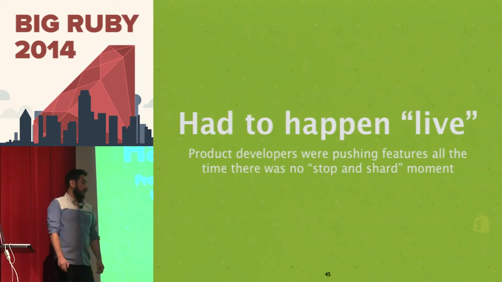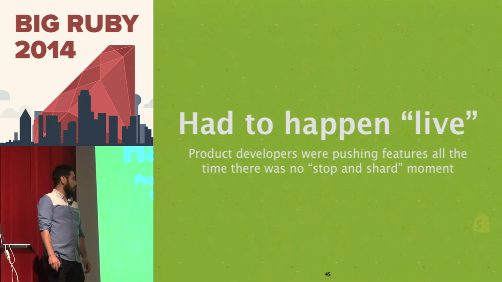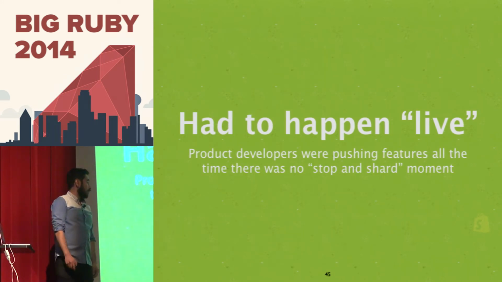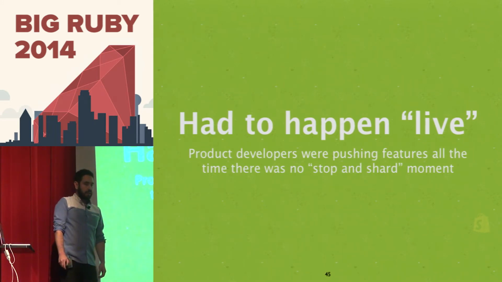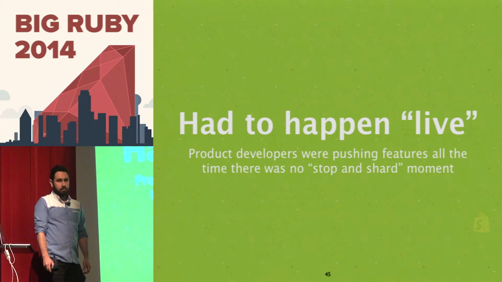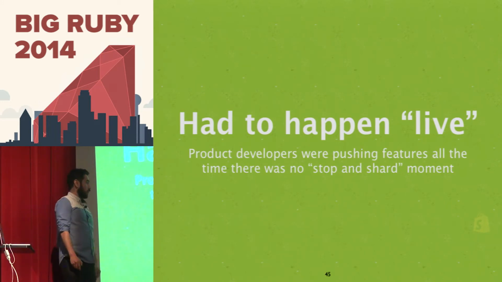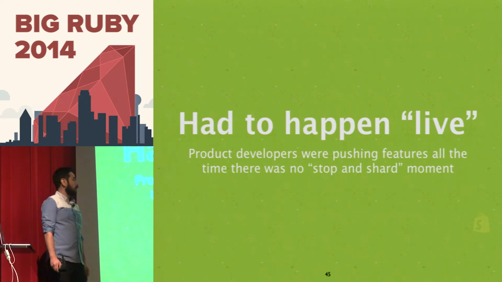This had to happen live. It was a team of between 4 and 6 people actually sharding. Shopify now has more than around 100 developers, so everybody else was just adding features and doing whatever they were doing. There was no stop and shard moment.